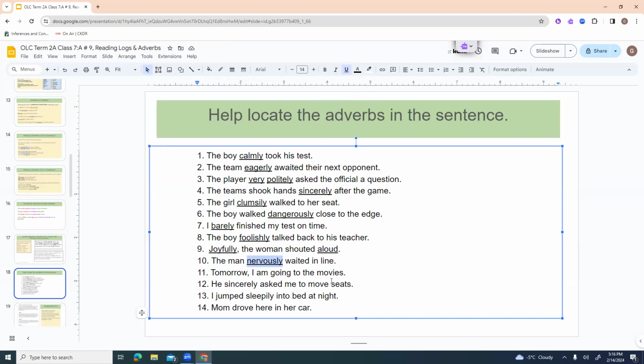Tomorrow, I am going to the movies. Tomorrow is describing when you're going. He sincerely asked me to move seats. Sincerely is your adverb. I jumped sleepily into bed at night. Sleepily. My mom drove here in her car. And here is your adverb. Those ones are harder, things like here, there, tomorrow, because they're not as obviously adverbs. They don't have that ly cluing you in that it's an adverb.